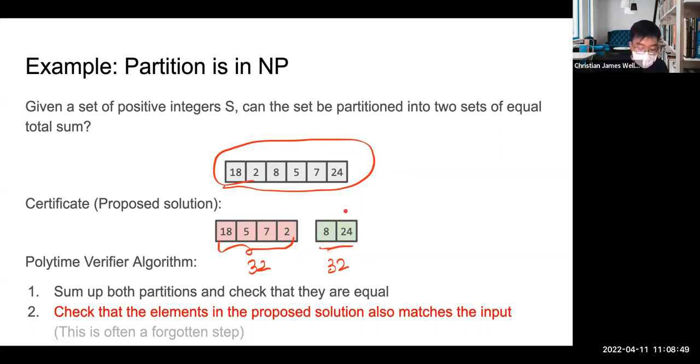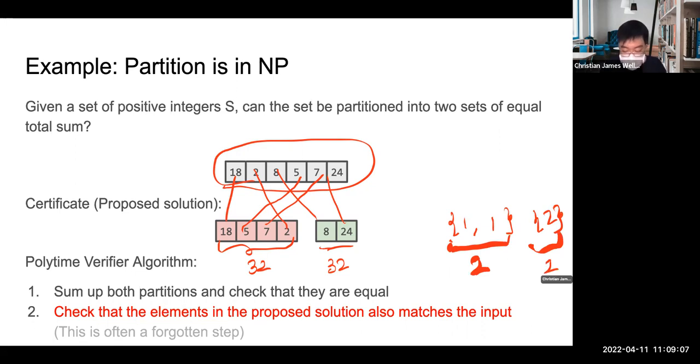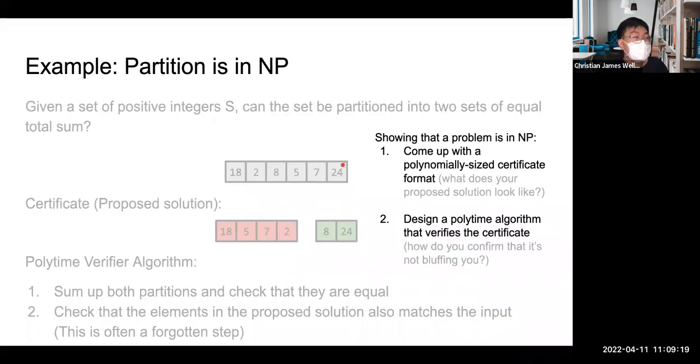So really ensure that everything comes from the input. Okay. So I mean, the certificate could be something like 1, 1, and 2, for example. If the polytime verifier simply adds things up together, like 2 and 2 like that, then if it's convinced, then clearly this is not the answer to that, right? Because the elements don't really match. Okay, so showing that the problem is in NP, and take note of this because oftentimes you need to do this, but typically it's the simplest step.